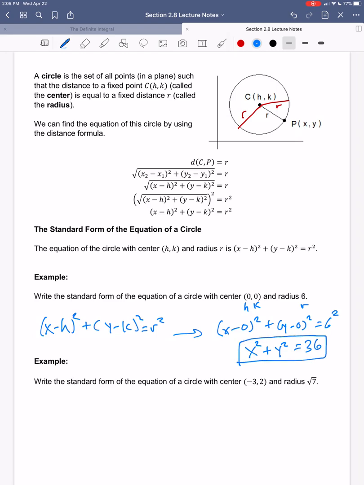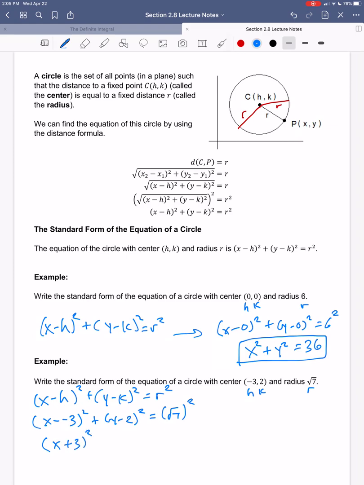In this next example, I get a different value for h and k and a different value for r, but we still have the same basic equation. So x minus negative 3, y minus 2, and I get the square root of 7 squared. So that's x plus 3 squared plus y minus 2 squared. Square root of 7 times square root of 7 is just 7, and that would be my answer.